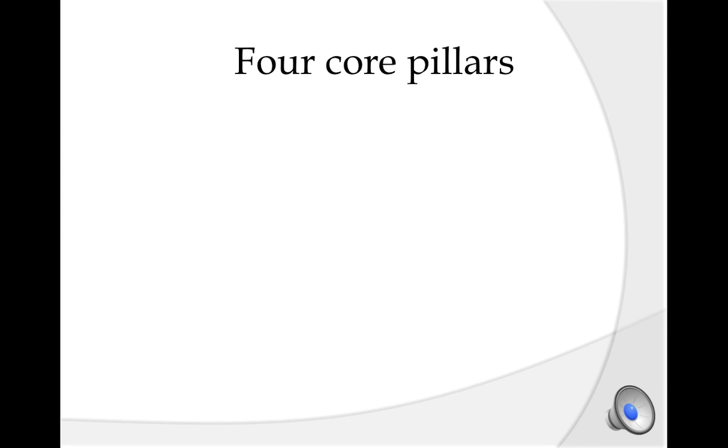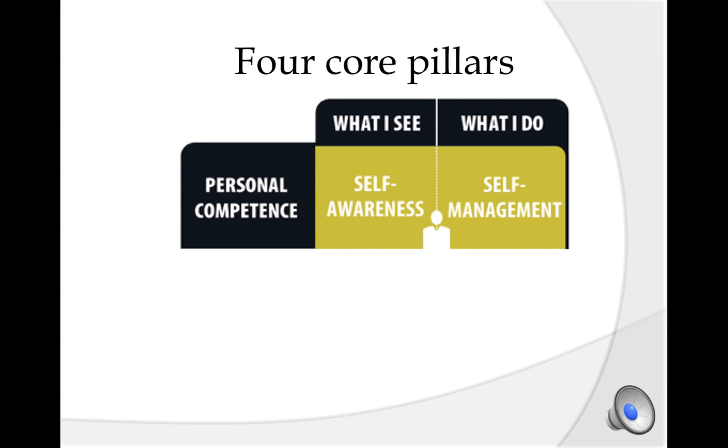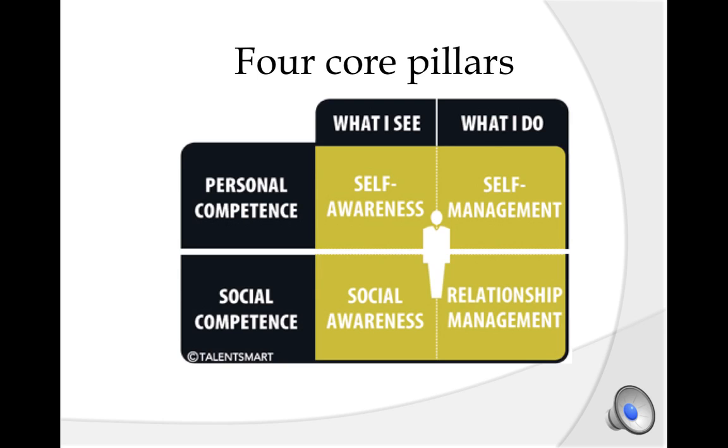Emotional intelligence consists of four core pillars divided by two competences: personal, which includes self-awareness and self-management, and social, which includes social awareness and relationship management.